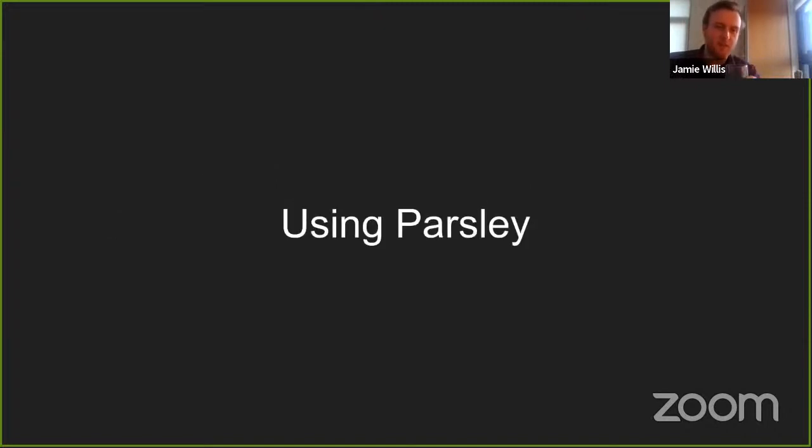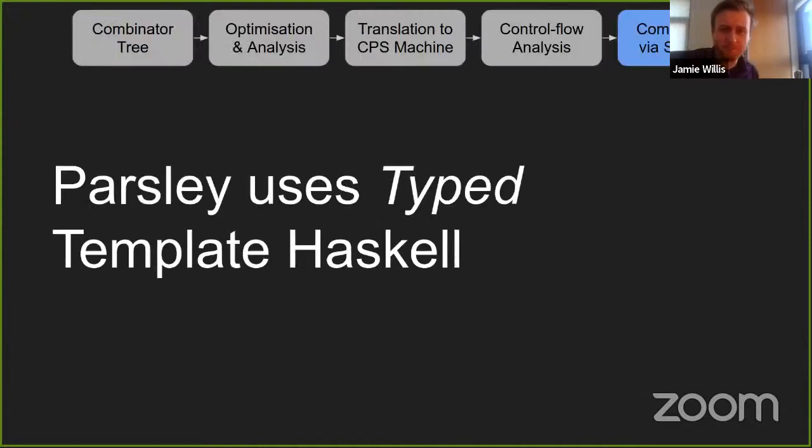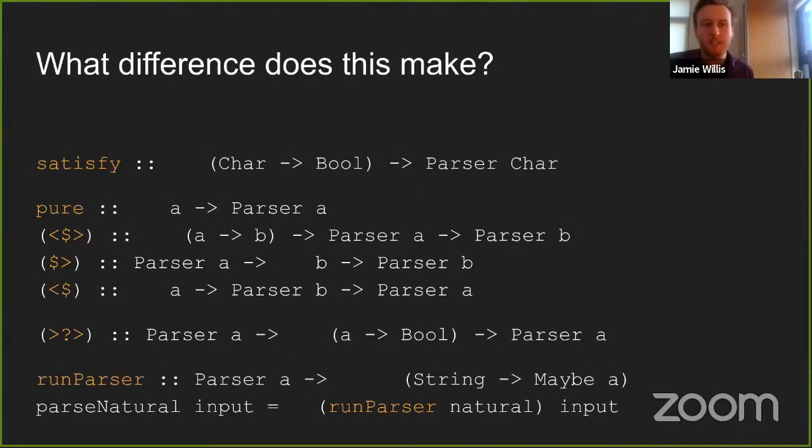So now for the slightly more novel bit, the bit that most people might not know about. How do we actually use Parsley? What changes? What's the difference? So, as I said earlier, Parsley uses typed template Haskell. What does that actually mean? So here's our combinators. Here's a bunch of them. And these are all of the combinators that actually get changed. A lot of them don't because they don't have a value in their signature. So you can see we have a function here, a value here. Other combinators just work with parsers.